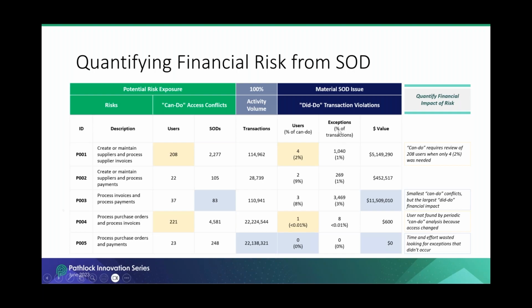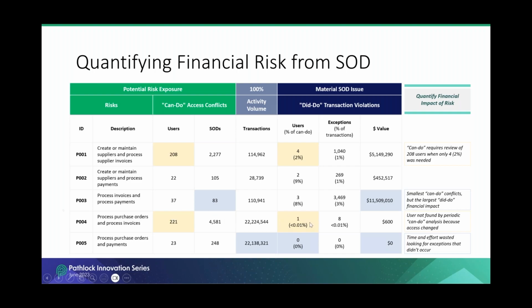Then if we look at our did-do violations, the exception-based reporting, you can see that the number of users typically drops dramatically. In this first example, there are 208 users that had access, but we only found 4 users that actually transacted on this. Or a step below, you had the lowest number of actual conflicts at the transaction code level, but resulting in the largest financial impact. So sometimes the access analysis can be a little misleading in terms of what's really your biggest impact that you might want to look into.